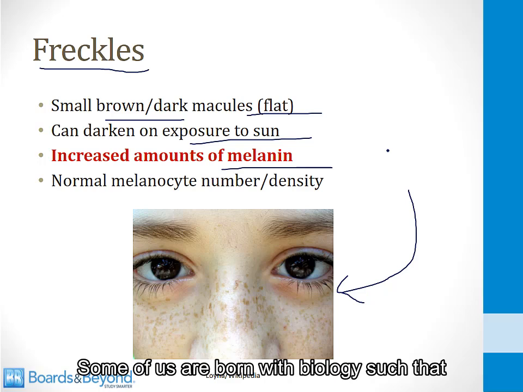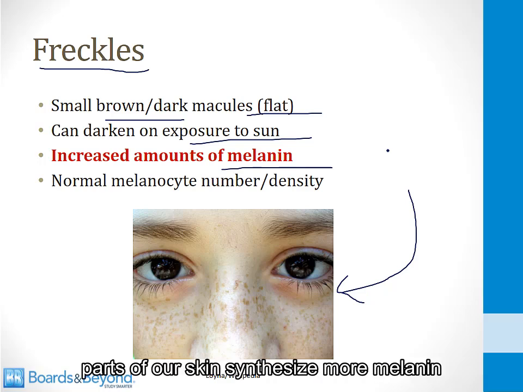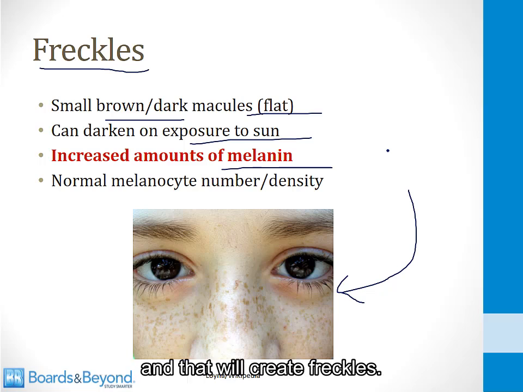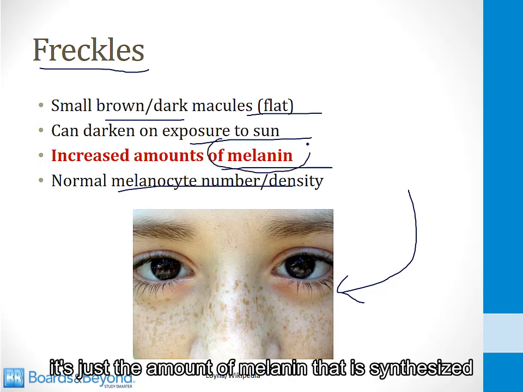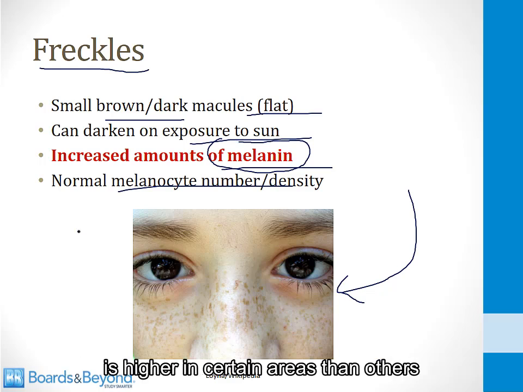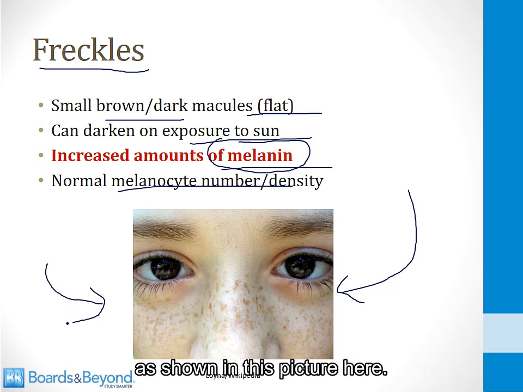Some of us are born with biology such that parts of our skin synthesize more melanin, and that will create freckles. The number of melanocytes is normal. The density of melanocytes is normal. It's just the amount of melanin that is synthesized is higher in certain areas than others, and that creates these small freckles as shown in this picture here.